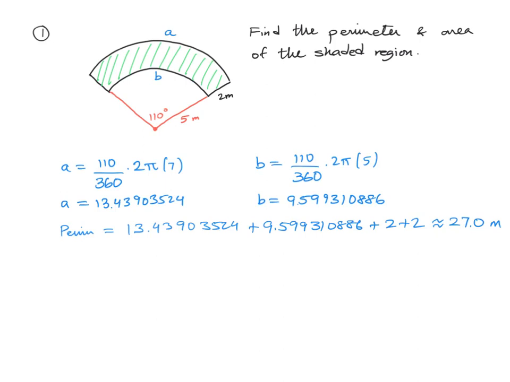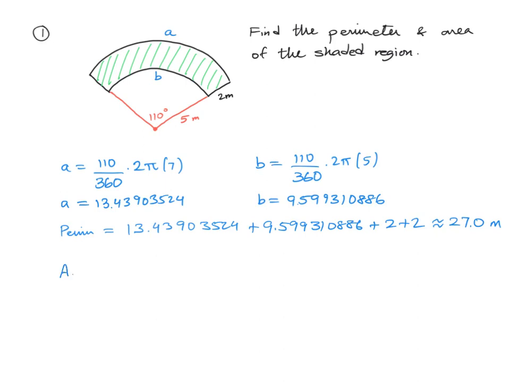Now I want to do the area of that region. Well, the area of that region, it's a big sector minus a small sector. The big sector would be the sector with the radius of 7, and the small sector would be the sector with a radius of 5. That would leave me with just the shaded region.